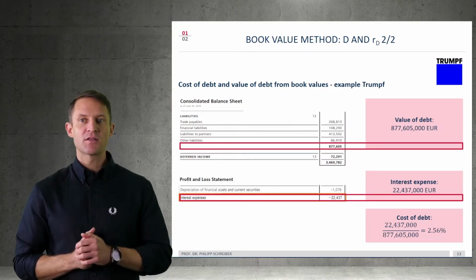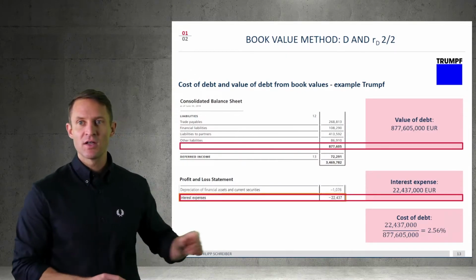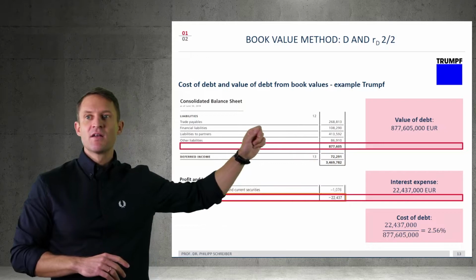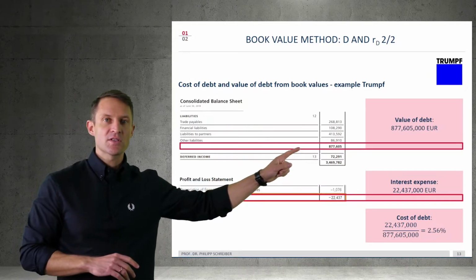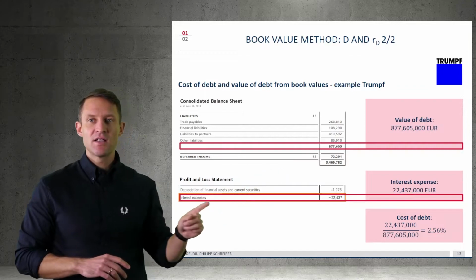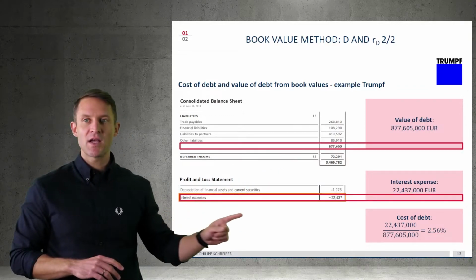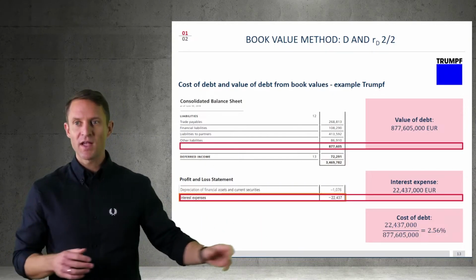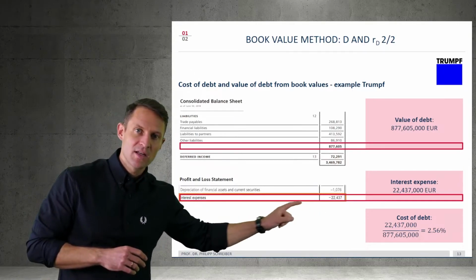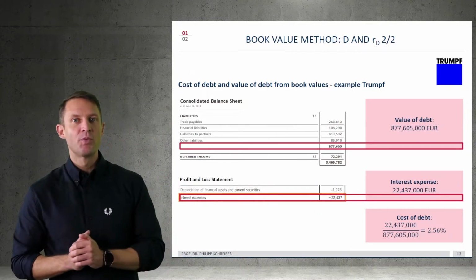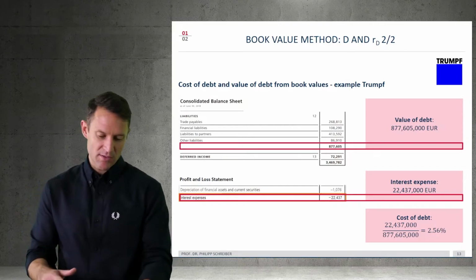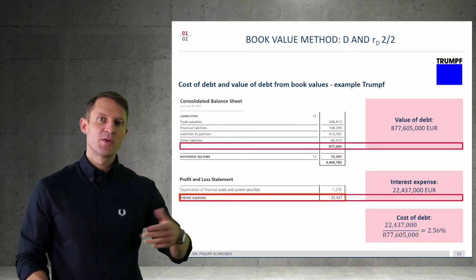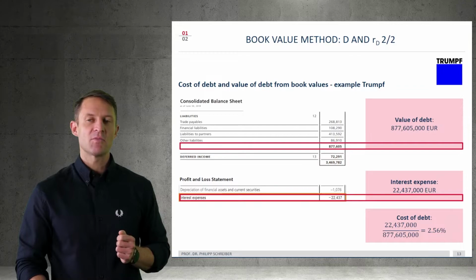Here is the balance sheet and the profit and loss statement. And you can see here, this is the total value of debt, 877 million. The numbers are in thousands, so 877 million. And here's the profit and loss statement. It says interest expenses in total 22,437,000. So the cost of debt can be calculated as total interest paid divided by total debt. And in this case, it's 2.56%. That's the average interest rate. Okay, so this could be applied just in case you don't have access to market values.